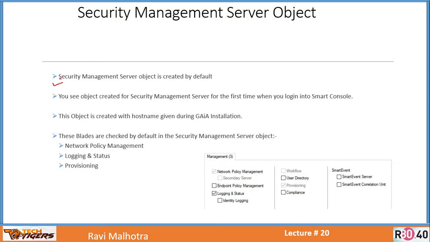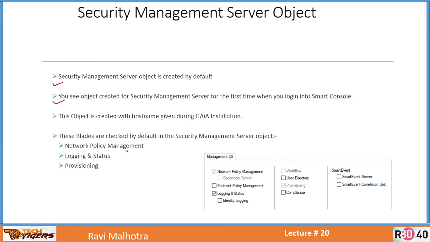It's always a best practice not to change the host name, because the certificate authority is associated with this host name. All the certificates that will be created are based on the host name of the security management server. So it's not advisable to change the host name once it is established. You see the object created for the security management server for the first time when you log into SmartConsole. I'll show you that. This object is created with the host name given during GAiA installation.